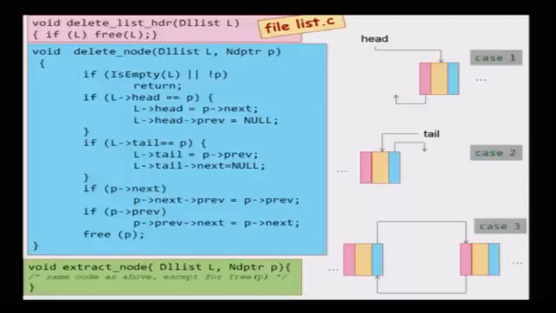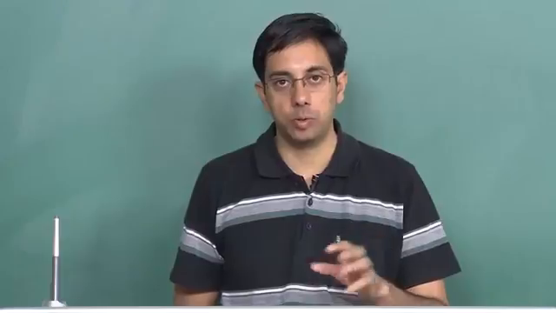Similarly, you can think of an extract node. The code will be exactly identical to before, except at the end, instead of freeing P, you will return P. You do not free the P node, you will just return the P node. Okay.